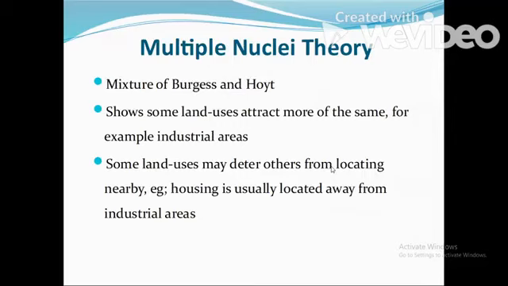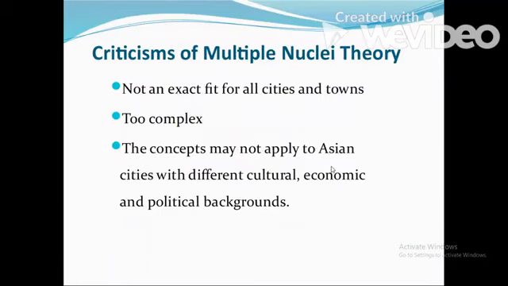For example, the industrial areas. The industrial areas have got the same kind. Industrial suburbs, the industrial areas, the OBD, they attract the same kinds. It also shows that some land uses may deter the others. That is the theory of cohesion or the detrimental, which has been told to you before. Now, these are the criticisms.